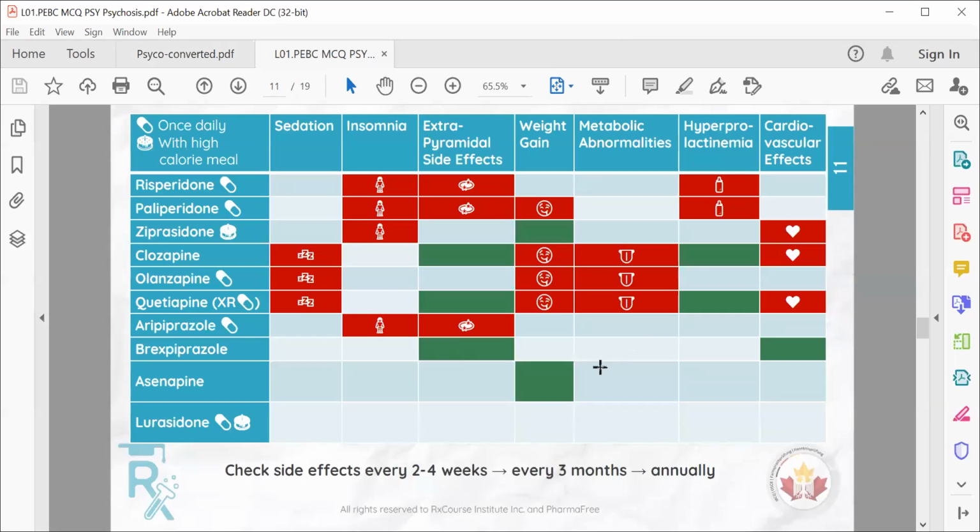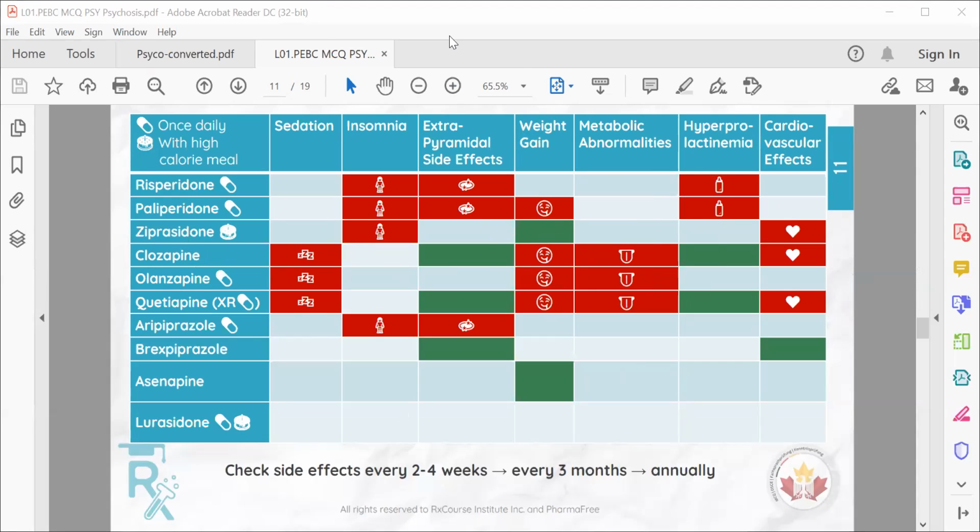What else? Yeah, metabolic abnormality. Metabolic abnormality means like high glucose level, high lipid level, these things. And we said that it's associated with clozapine, olanzapine, and the quetiapine due to their effect on the 5-HT2C receptor, leading to high appetite, leading to more desire for sugary food. This is why metabolic abnormality happens with these three medications.